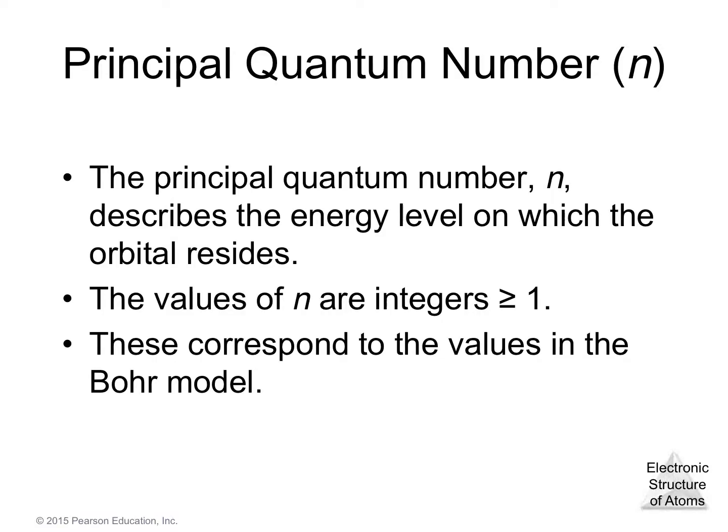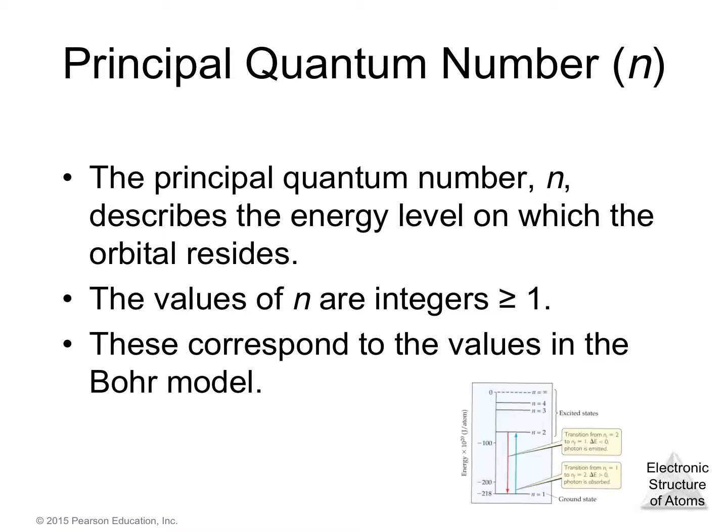The first quantum number is called the principal quantum number, and we use the symbol N to represent the principal quantum number. This describes the energy level where you would find an orbital. We talked a little bit about energy levels when we looked at the Bohr model in the last video. Electrons can be located here on this energy level or here on this energy level, and they are represented by the symbol N. So that's kind of introducing quantum numbers. N represents the energy level. It's going to be an integer or a whole number. It's going to be 1 or greater.